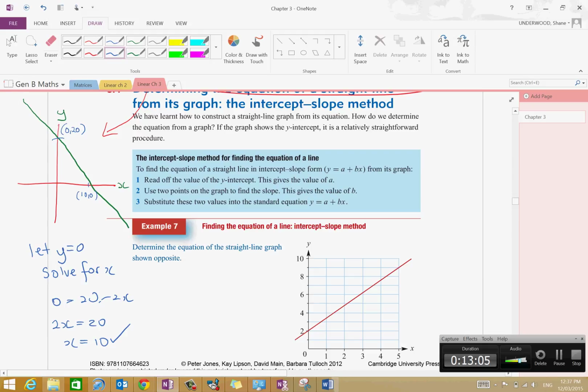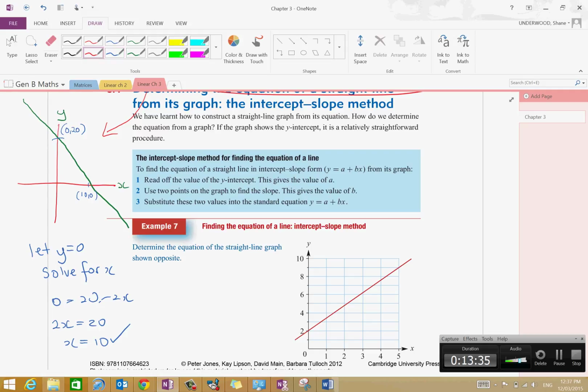The one thing I will say is that you will be asked for coordinates. What are the coordinates of the x-intercept? The x-intercept is 10. Yep. And the y one is 0. The coordinates of the x-intercept are actually 10, 0. Okay, coordinates.